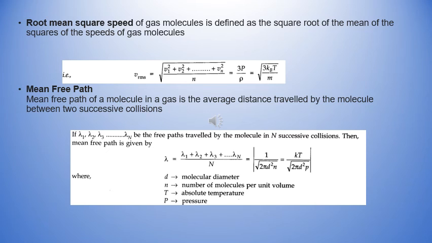So from here we can see that lambda, or the mean free path, is inversely proportional to the density of the gas. It is directly proportional to the mass of the gas molecule. It's inversely proportional to the square of the molecular diameter, directly proportional to the absolute temperature, and inversely proportional to the pressure of the gas.